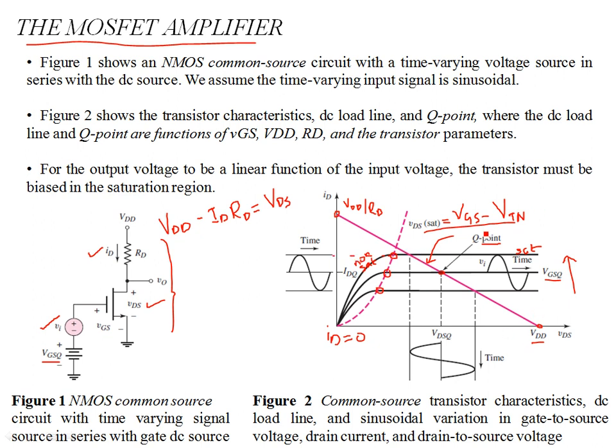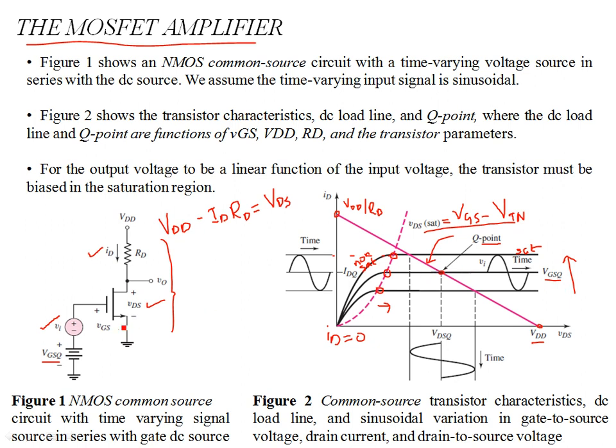VDS. So as you go on increasing VGS, your drain current is increasing and the Q point is shifting towards the right. As VGS increases, VDS sat also increases. So on each VGS curve, the Q point is shifting towards the right.